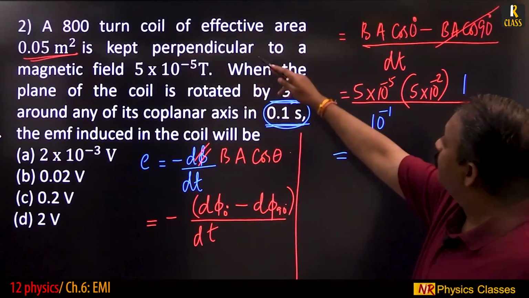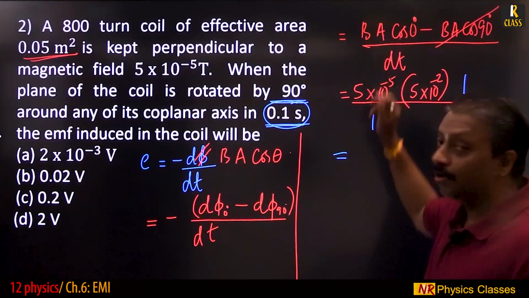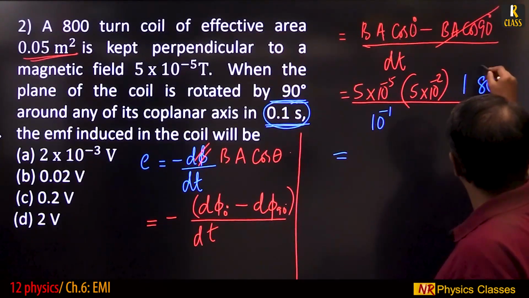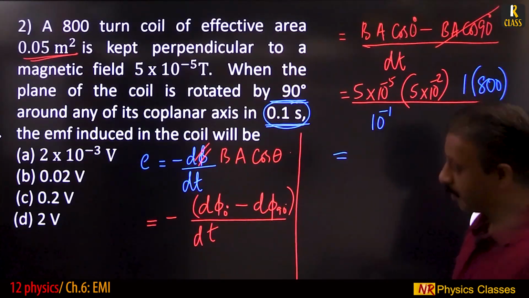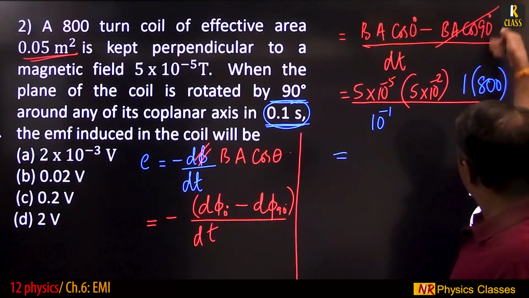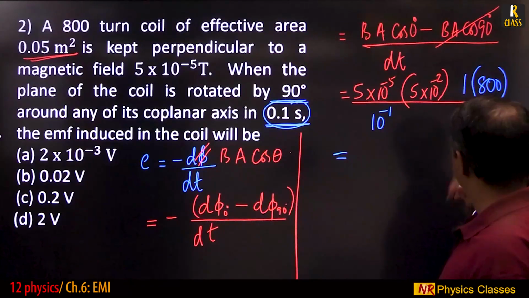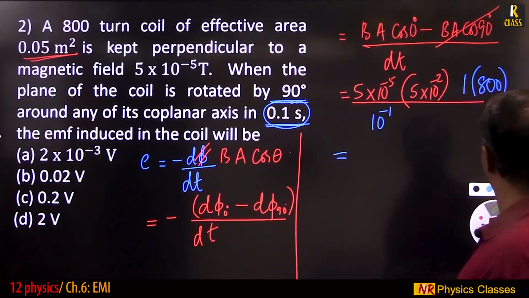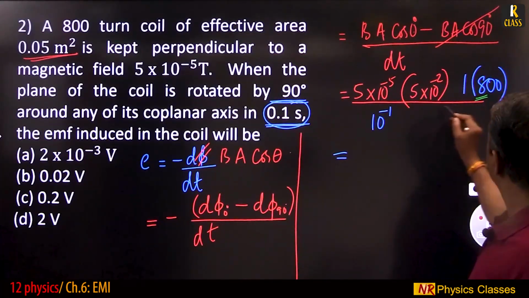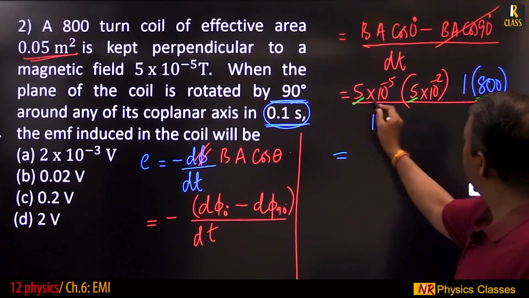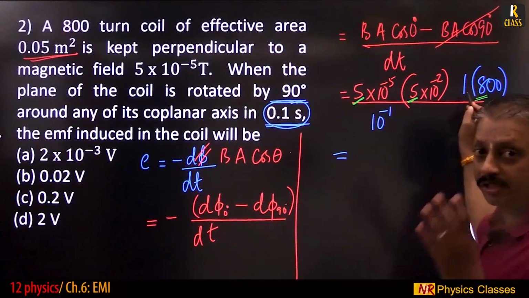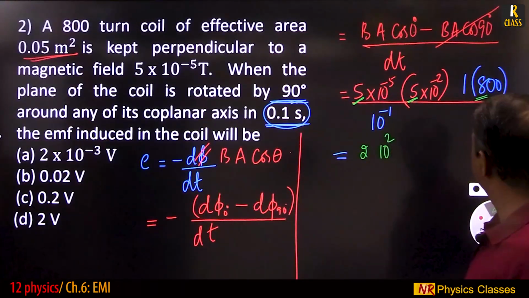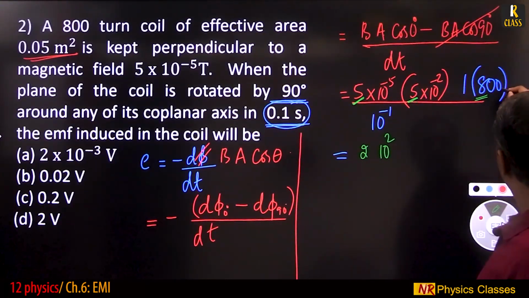This is for a single turn, so multiplied by 800 because of 800 turns. Of course, I should write the same here also, but it doesn't matter since it is multiple choice. Now say 8, 5, 5. 5, 5 is 25. 25 into 4 is 100. 8 is 200. 200, there are 2 zeros.